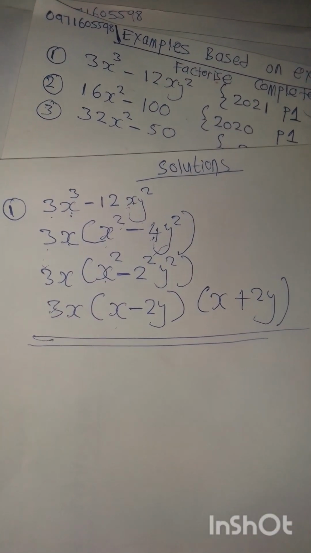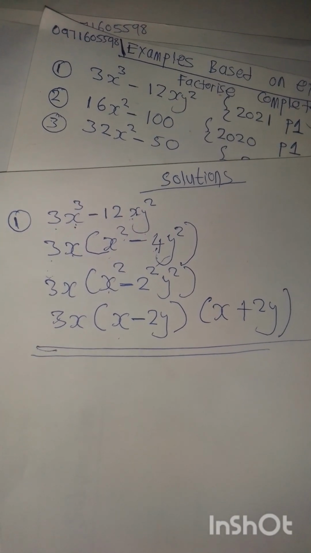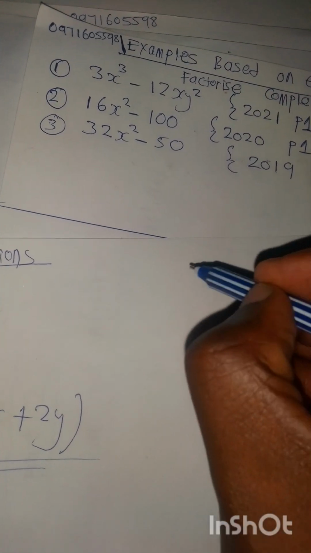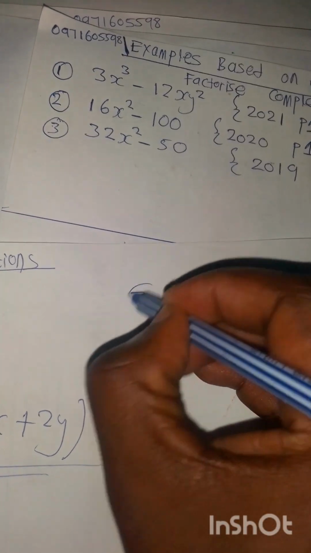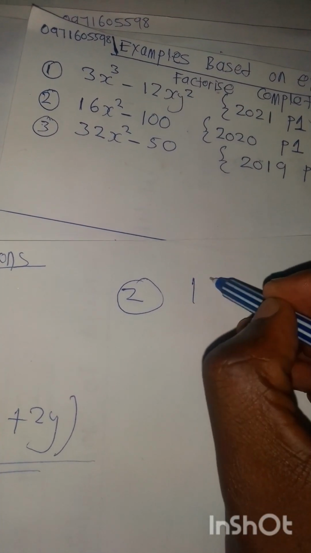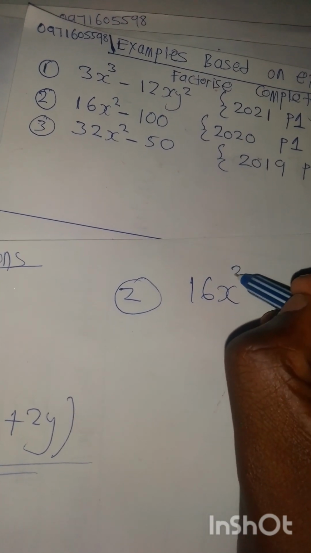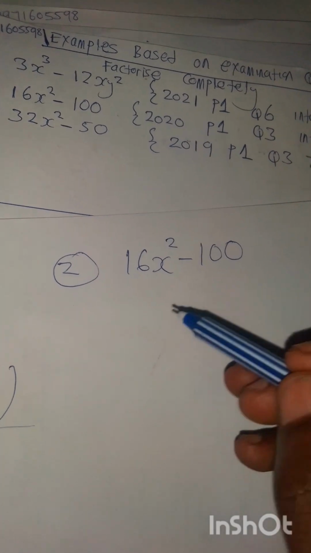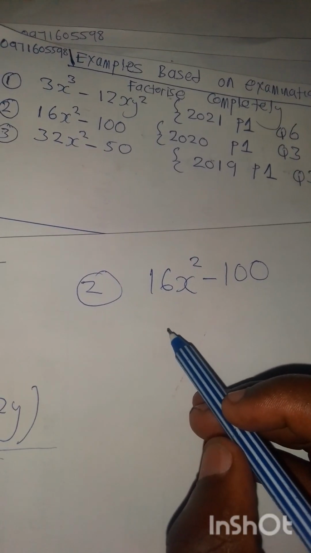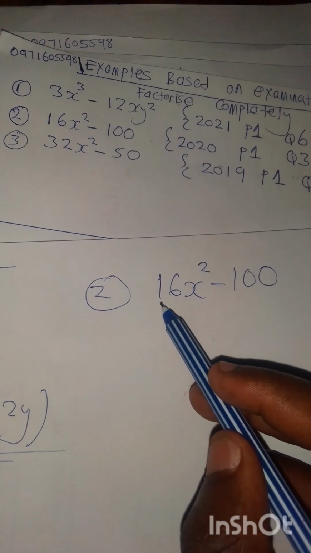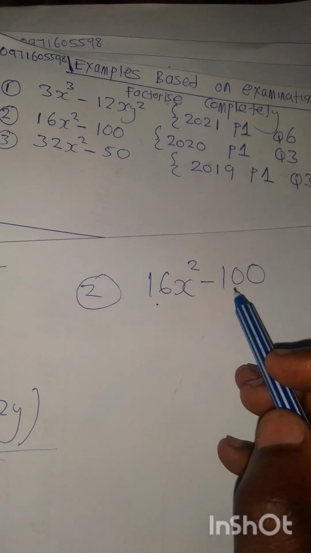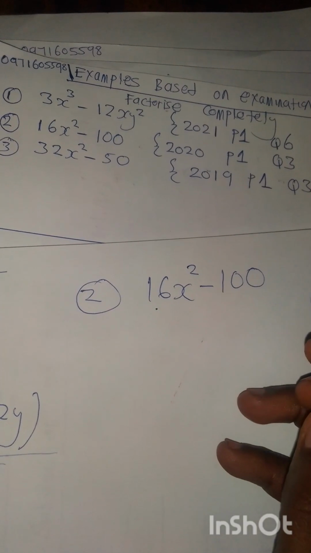Okay, now we are going to solve question 2. So question 2, first of all we are going to write question 2 the way it is. That's 16x power of 2 minus 100. So we are going to find a number which is common, which can go into 16 and 100.